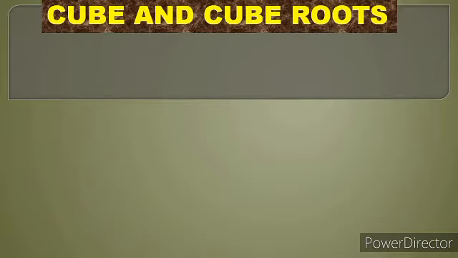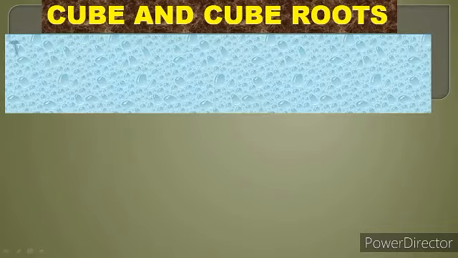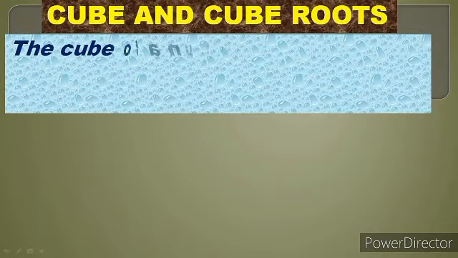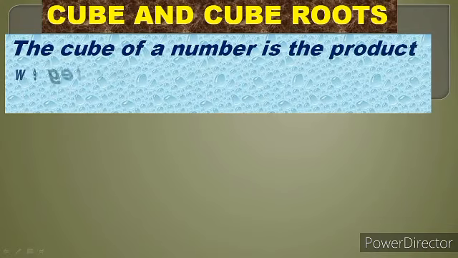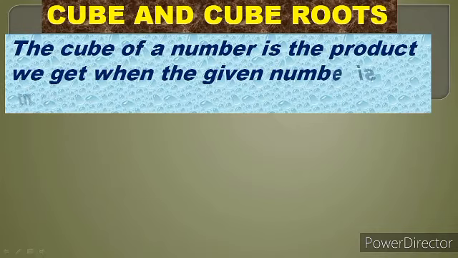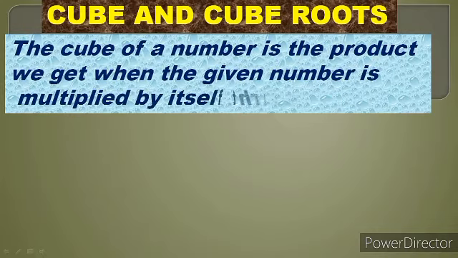Now, in mathematics, we have treated cube and cube roots before now. A quick recap. Please write every point into notes as we progress in this teaching. The cube of a number is the product we get when the given number is multiplied by itself thrice.